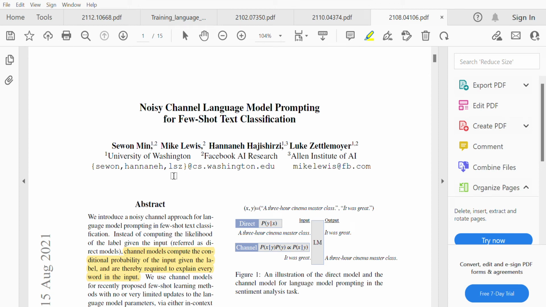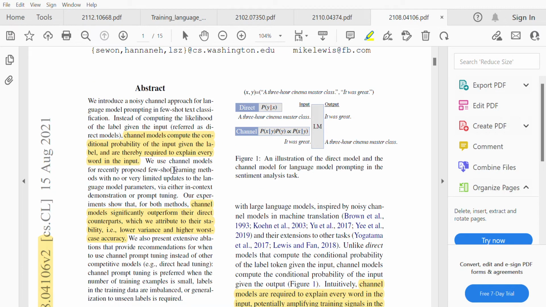Alright, so I'm going to be talking about this paper, Noisy Channel Language Model Prompting for Few-Shot Text Classification. I really like this paper because it gets at the core of the idea of how we choose good prompts. The way they go about engineering them is through this channel model. They compute the conditional probability of the input given the label, and they're thus required to explain every word in the input. And that means you get a better prompt, right?